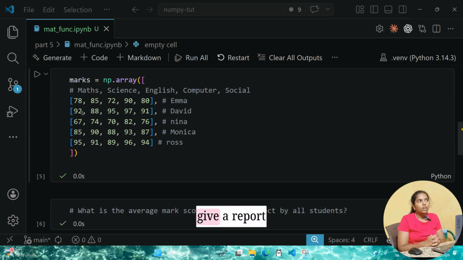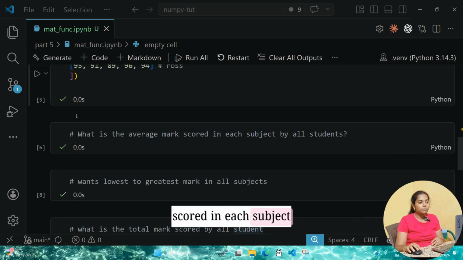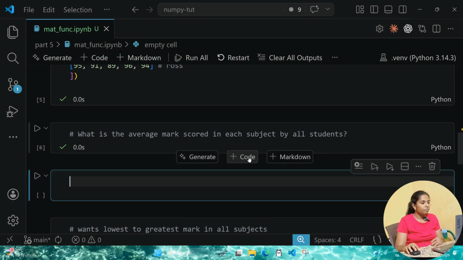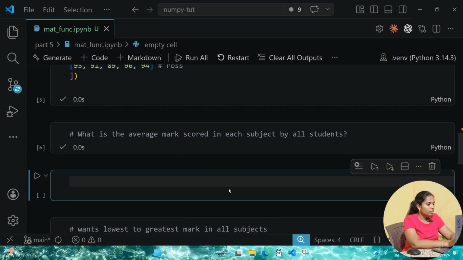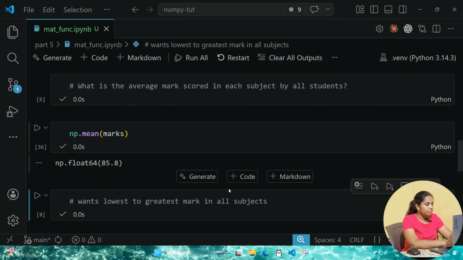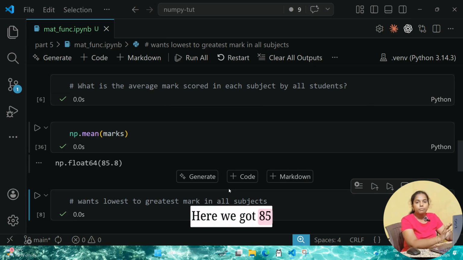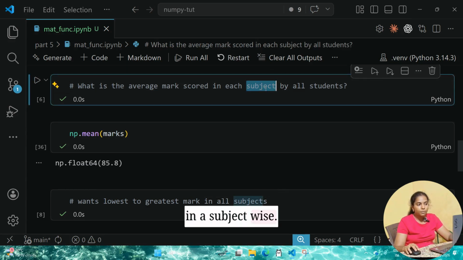The teacher wants to give a report to the principal about the student marks. For that, she has some questions that we need to provide a solution for. First question is, what is the average mark scored in each subject by all students? For that, we are going to use a mean. Here we got 85.8. This is the overall mean value, but we want it subject wise.